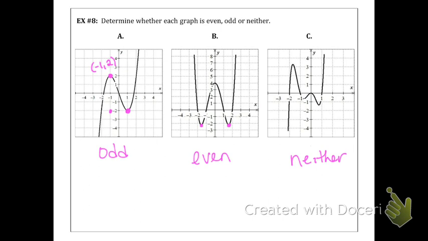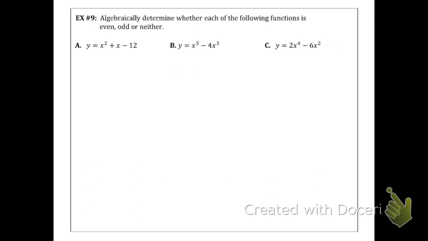Okay, example 9 says algebraically determine whether each of the following functions is even, odd, or neither. So to determine algebraically, this is where we're going to plug in that negative x for the x and see, do we get the same equation? If so, it's even. Do we get all the signs are changed, therefore it's odd? Or do some of the signs change but not all of them, therefore it's neither?